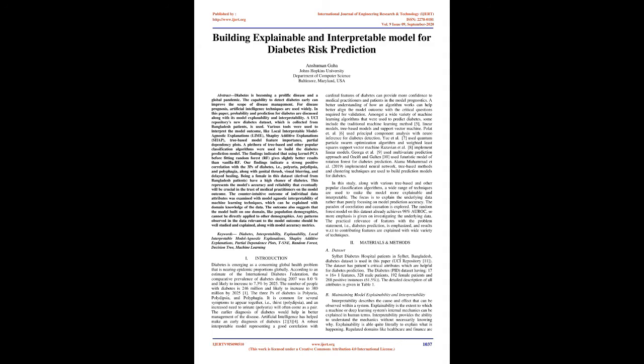Our findings indicate a strong positive correlation with the 3 Ps of diabetes, i.e., polyuria, polydipsia, and polyphagia, along with genital thrush, visual blurring, and delayed healing. Females in this dataset, derived from Bangladesh patients, have a high chance of diabetes. This represents the model's accuracy and reliability that eventually will be crucial in the trust of medical practitioners on the model outcome.